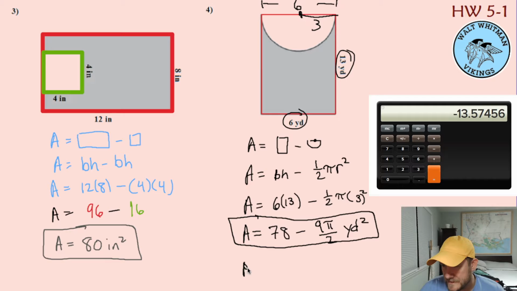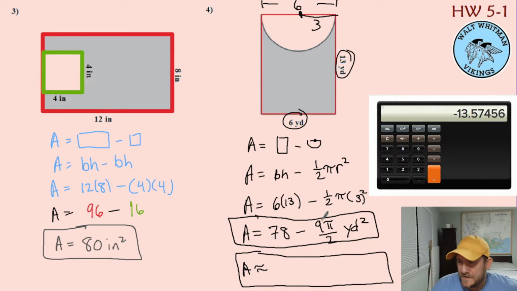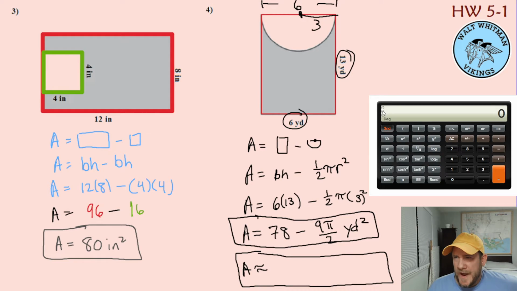But again, I will ask you to also give me a decimal. I think I will. So I'm going to do the same trick. I'm going to calculate the 9 pi over 2 first, and then subtract 78 from it, and then just ignore the negative. So looking at our calculator, I do want to have the pi button, so I'm going to bring that back. Alright, so I said I was going to do 9 times pi.